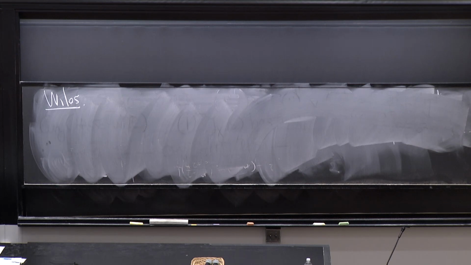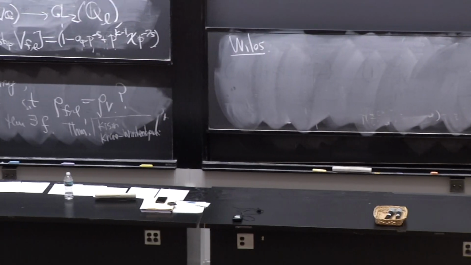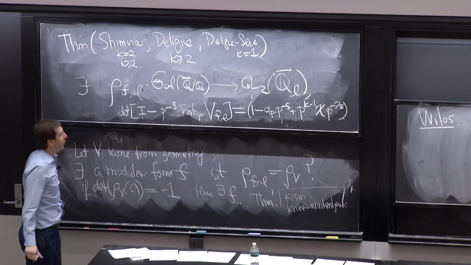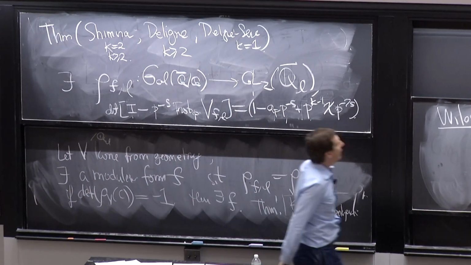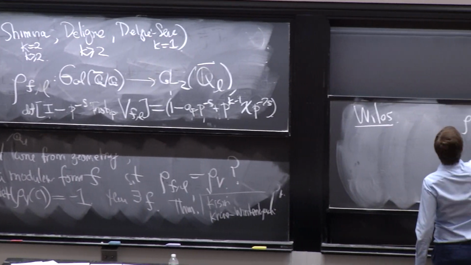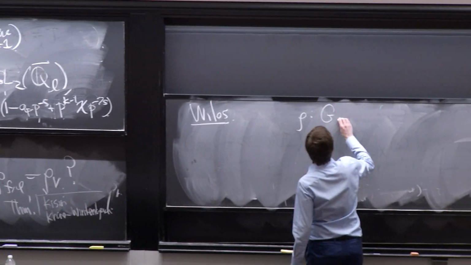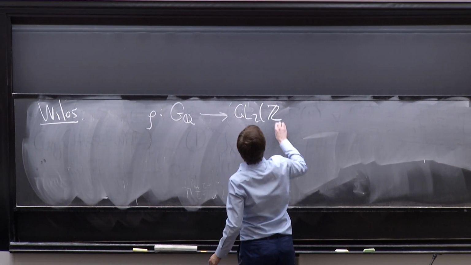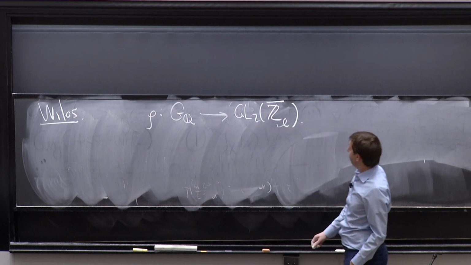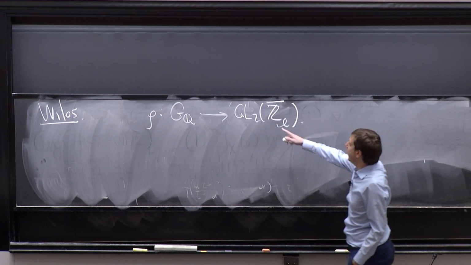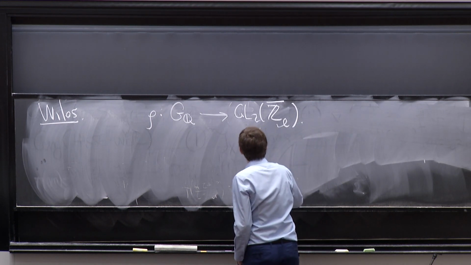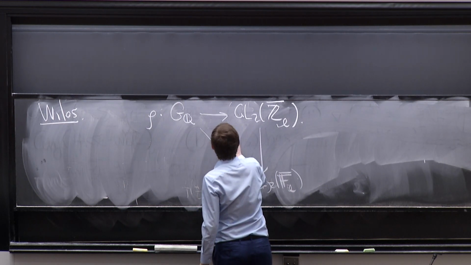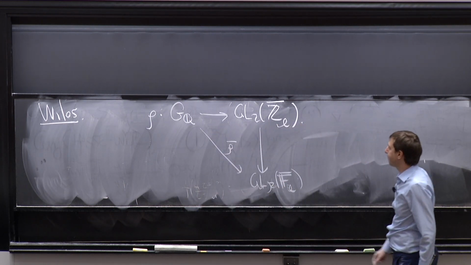So let's talk about Wiles. You have a two-dimensional representation valued inside this group here. This is a profinite group, so for compactness reasons, you can always make it land inside GL2 of the integers in the algebraic closure, up to conjugation. Let me now call this G_Q. And then once you have this, I can take its reduction, mapping to a finite field, and I get the so-called mod l representation.